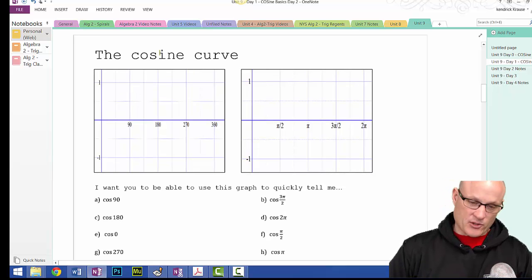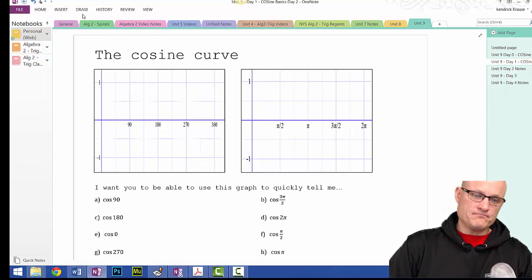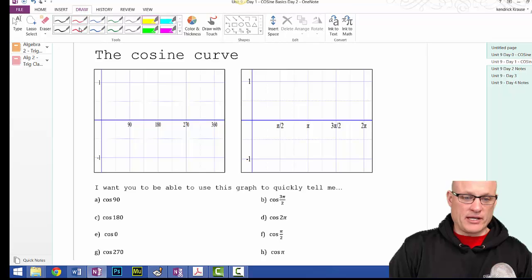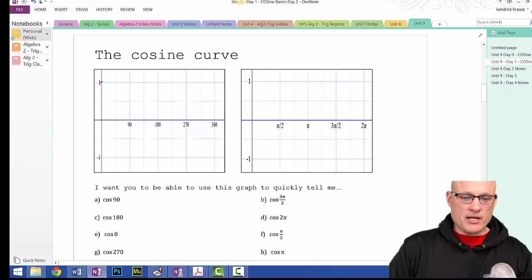When graphing the cosine curve, I want you to think about graphing some main points. The main points are the maximums. We're going to graph 5 points, the maximums, the minimums, and the zeros in between. And that's what we're going to graph.